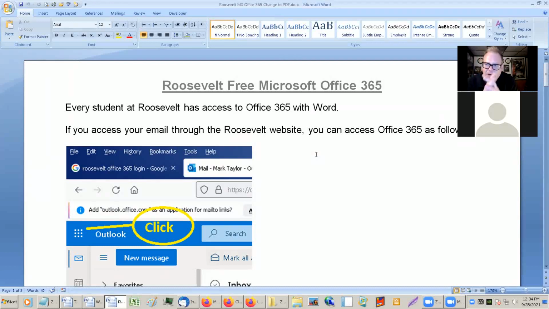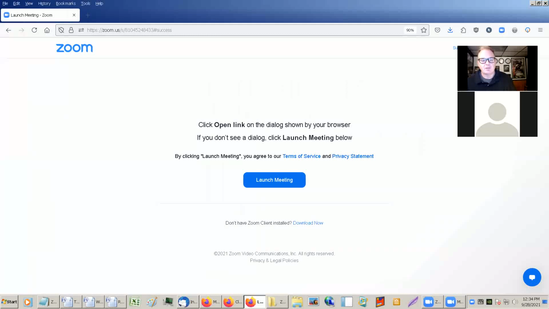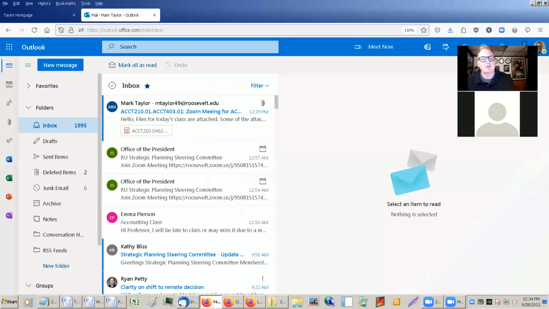There's a download link if you want to add it to your computer. You don't have to do that. You can use it in the browser form, but everybody has access to it. And so that's what we're going to do today, walk through a little bit, just to show you how you use it for what we're doing.